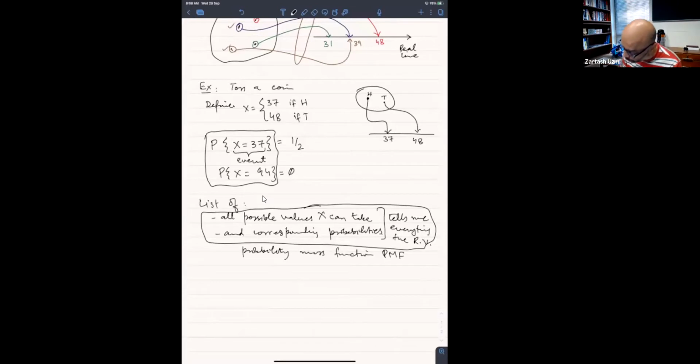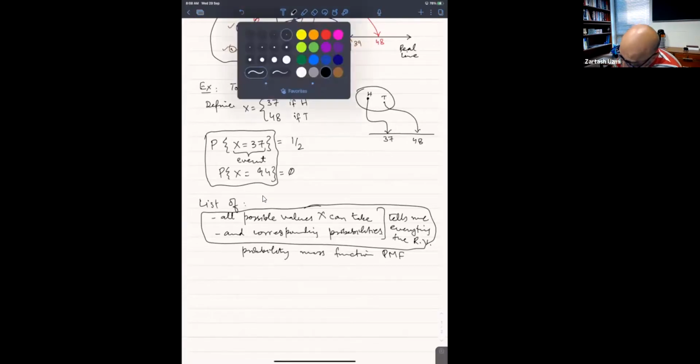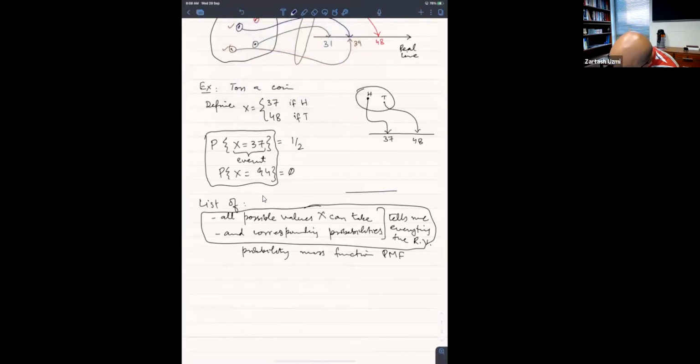There is a way to draw this as well, and the way that we will draw this is, ये आपके पास real line है जिसके ऊपर the random variable can take two values, 37 and 48, with non-zero probabilities. So 37 and 48, and you have a probability of 1/2 and the probability of 1/2. This is your PMF. This is your PMF diagram. आपके पास आपकी PMF diagram.